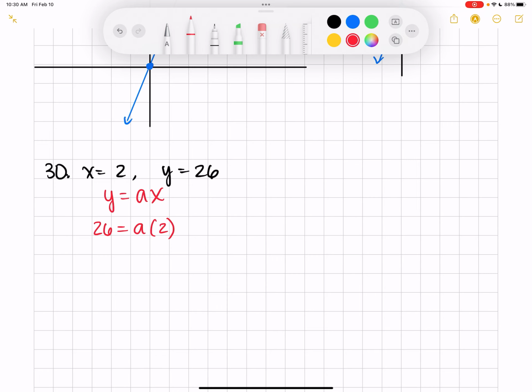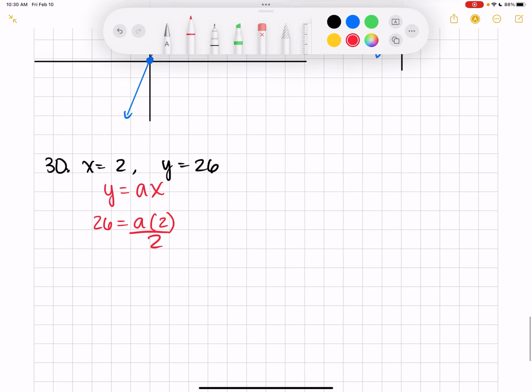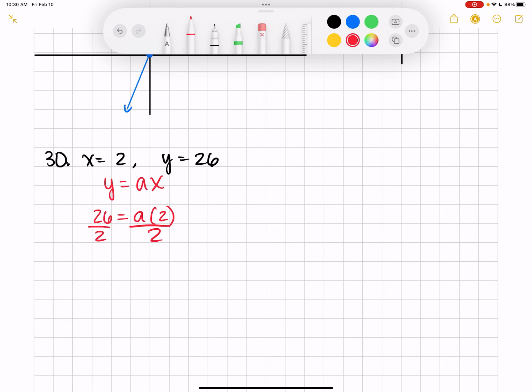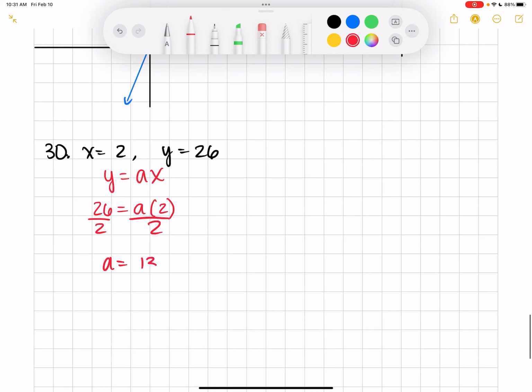And then I just want to get a by itself. So what would I need to do right now to get a by itself? Yep. So I'm going to divide by 2. If you prefer to write the number in front so that it says 2a when you're solving initially, that's fine too. Either way, it means the same thing. So then the 2's cancel, and I have that a is equal to 26 divided by 2, which is 13. So now this is the constant of variation.